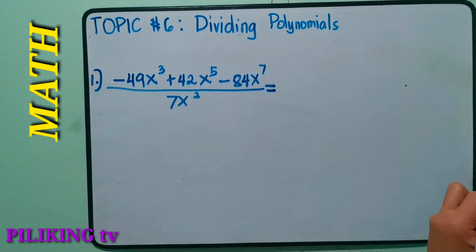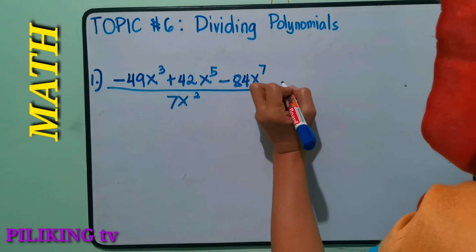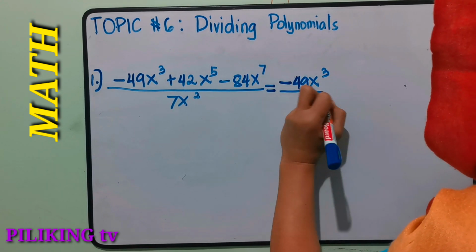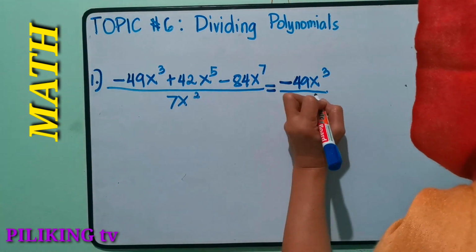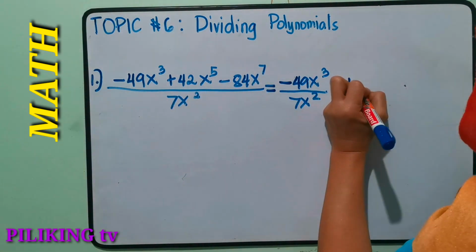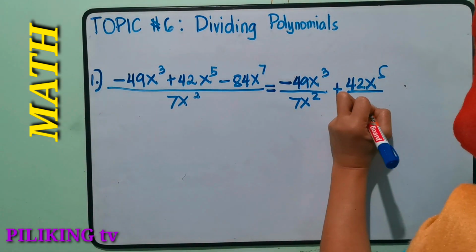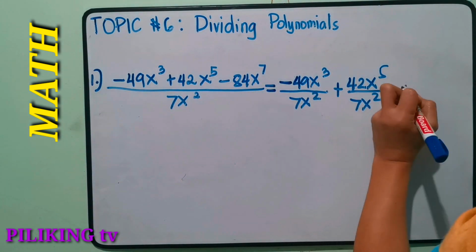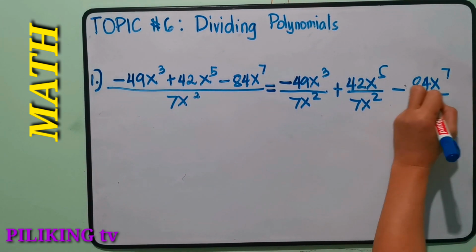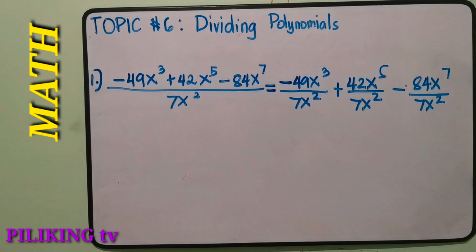So how will you write it? Okay, so let's do it one by one. Let's start with the negative 49x cubed. So negative 49x cubed, you divide now by 7x squared. Then another, we have plus 42x raised to 5. You divide again by 7x squared. And the last one, we have minus 84x raised to 7. You divide by 7x squared, which is their common divisor.